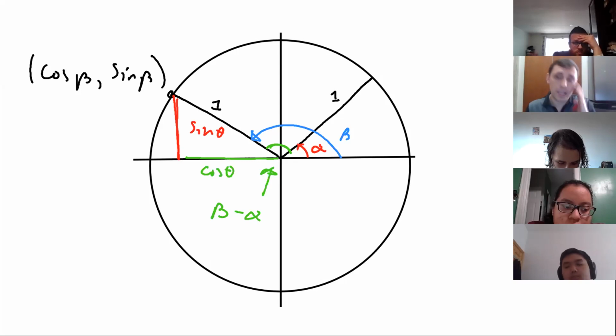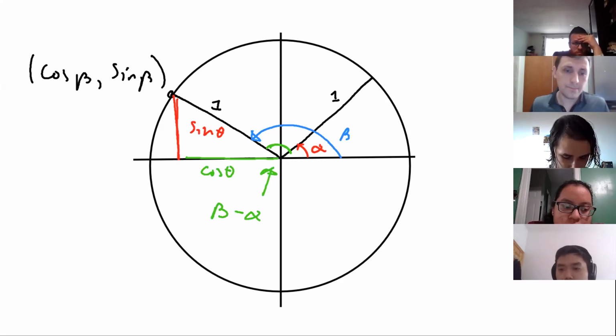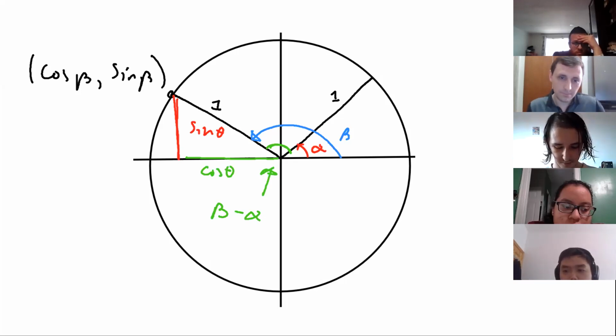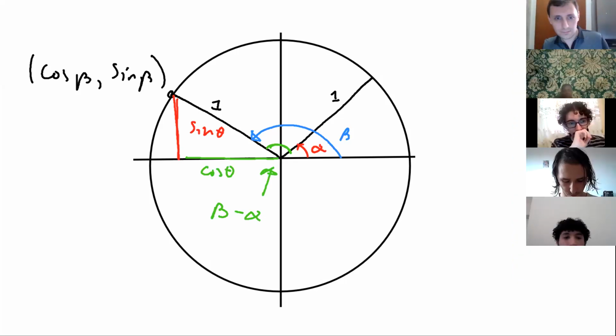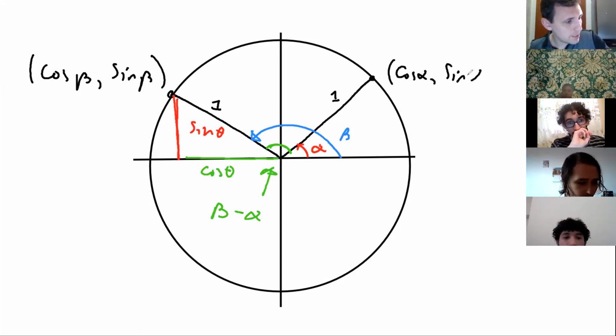You understand why cosine cannot exceed 1? It's because cosine is never longer than the radius. That's really what you say, right? Clear? Angelo, you understand? Great. And if so, what is this point over here? What are the coordinates of that point? Thank you so much, Humira. This is cosine alpha, sine alpha.